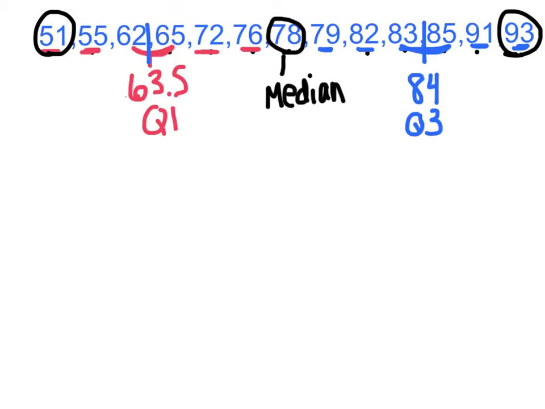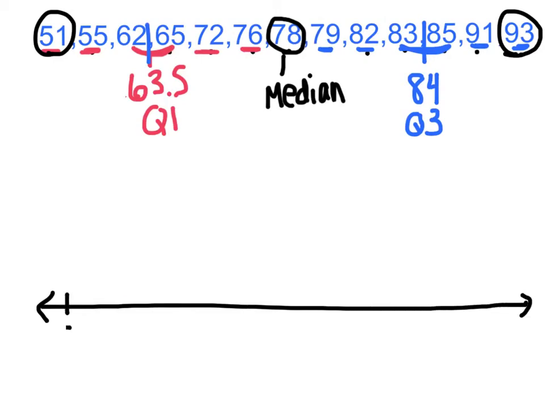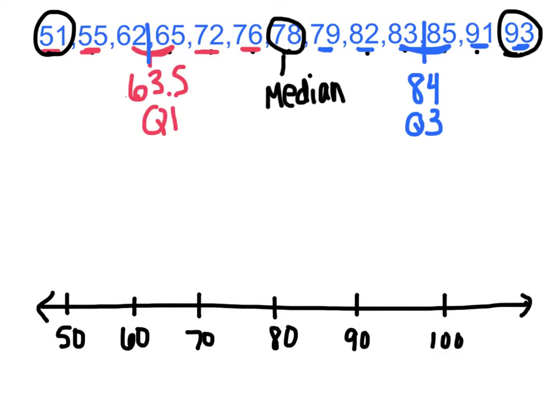So I see that my data ranges from 51 up to 93, so I think I'm going to make my number line go from about 50 maybe up to 100. So we'll do 60, 70, 80, 90, and 100. And let's just start plotting our points. So 78 will be my median, and I'm going to draw my line for that. And remember to label that point because you can't tell exactly what it is based on where it's lying.